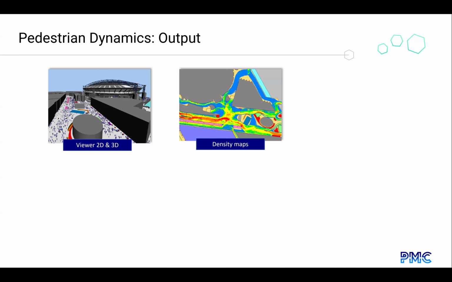PD gives us density heat maps. So here we can see where bottlenecks and other high density areas are. So you can see the red going on there.